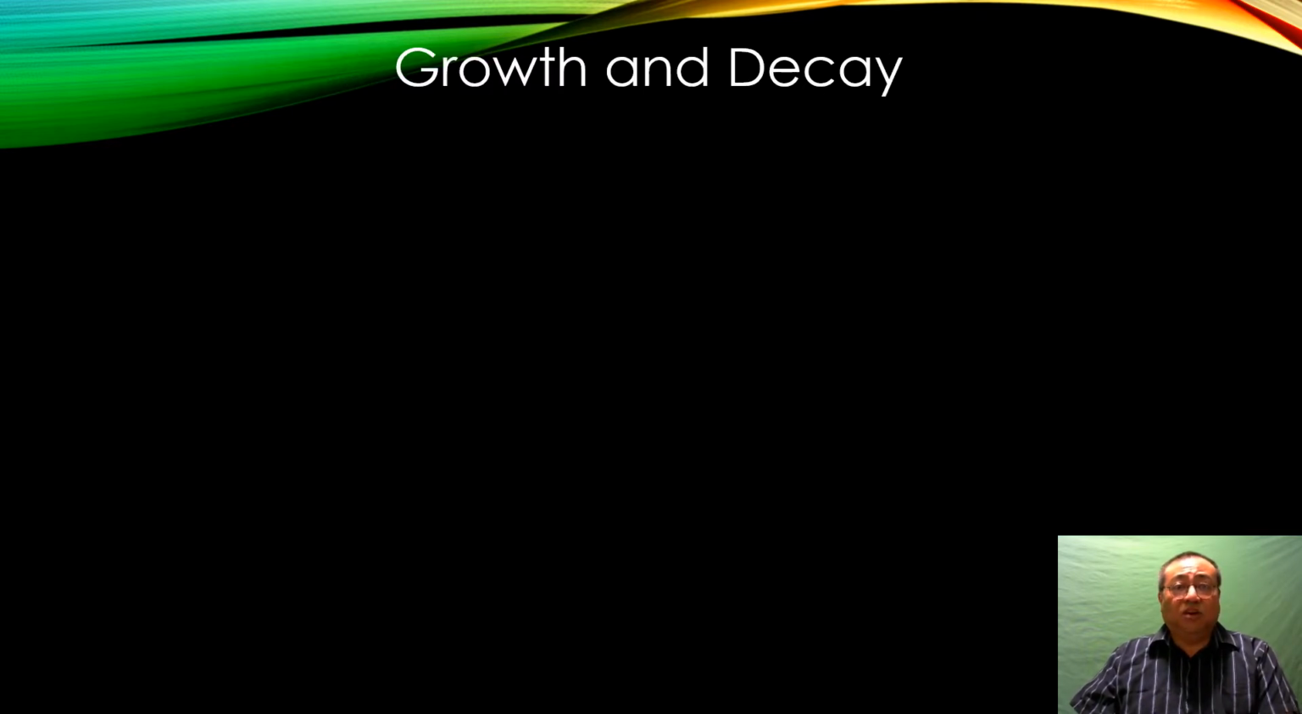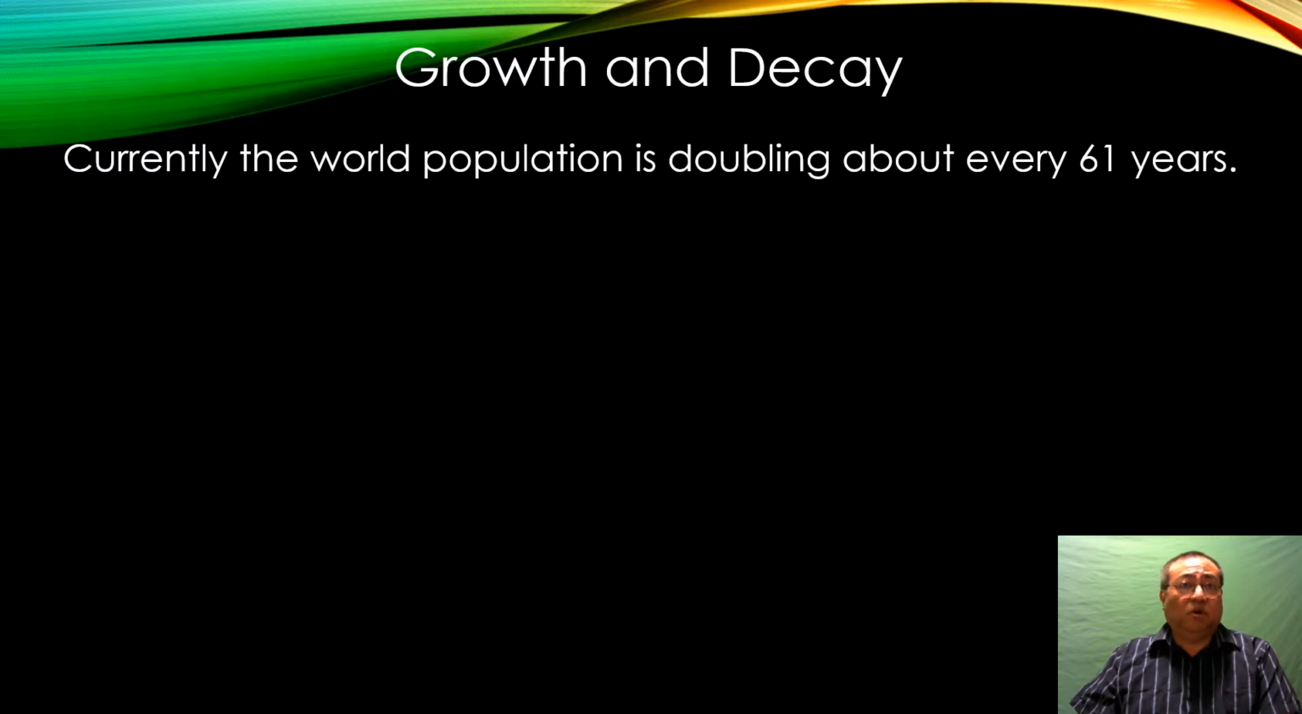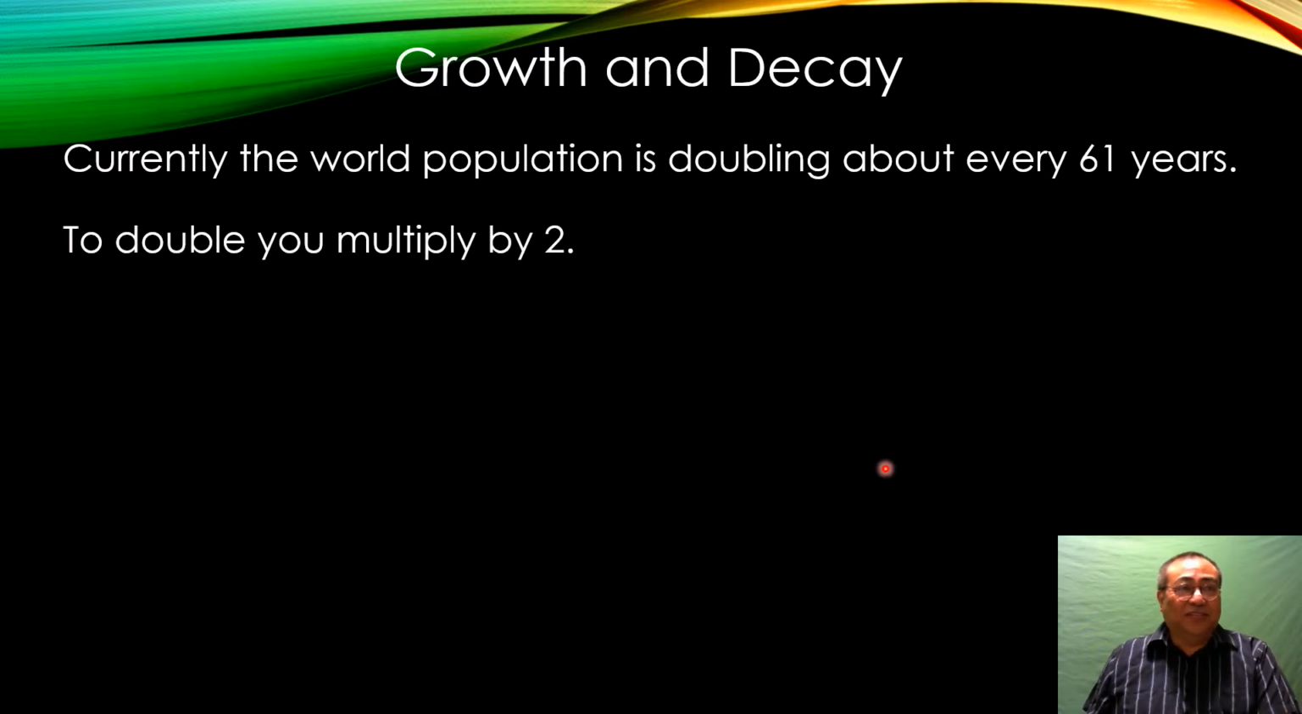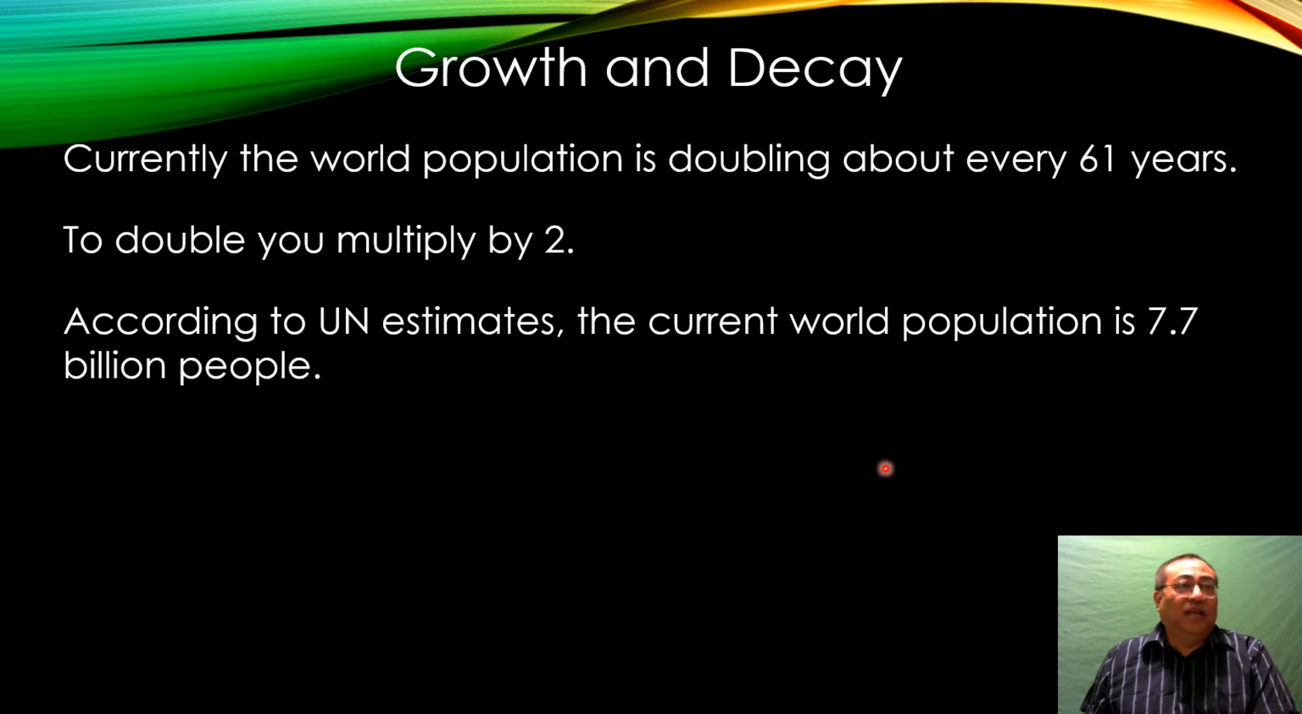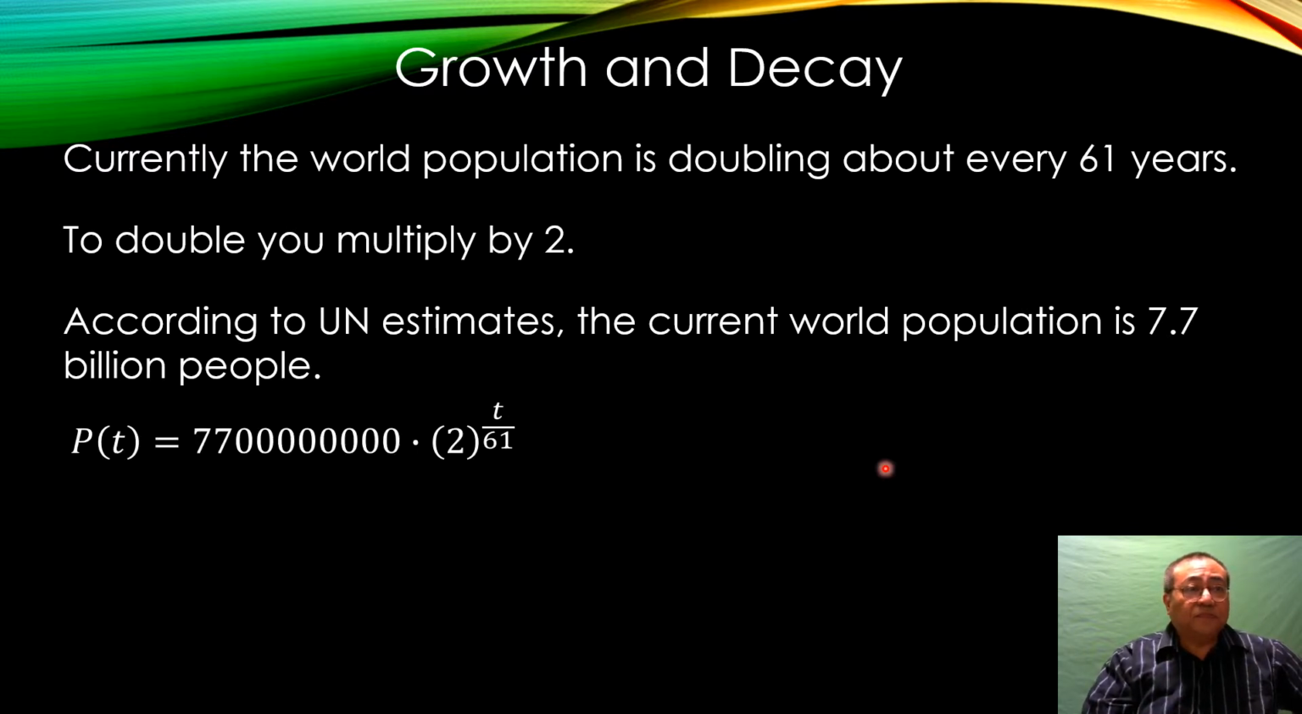Now, let's talk about growth and decay. Currently the world population is doubling about every 61 years. To double, you multiply by 2. You don't add 2, you multiply by 2. According to UN estimates, the current world population is 7.7 billion people. What we're going to do with this information is this: these are the 3 pieces of information we need to write a formula. And there it is.